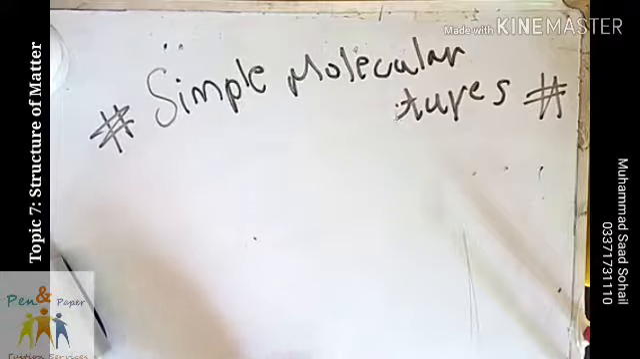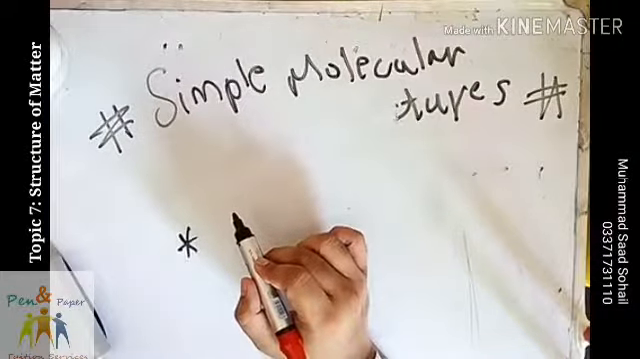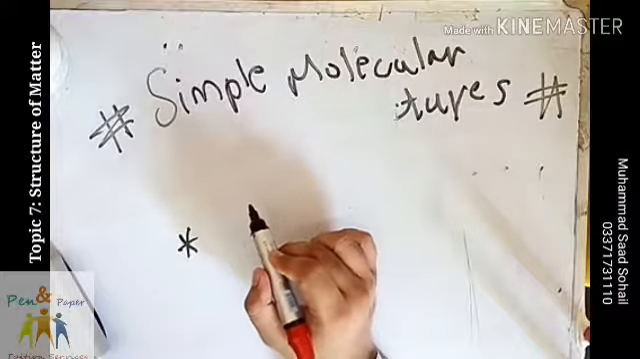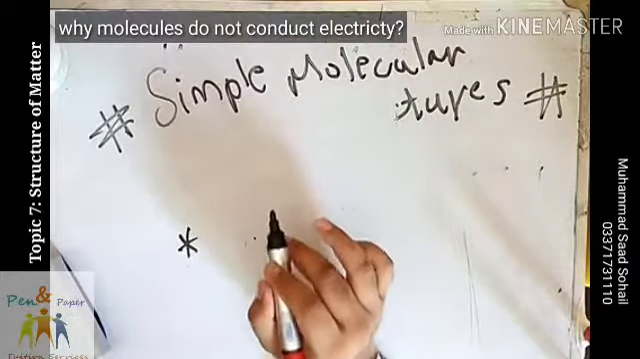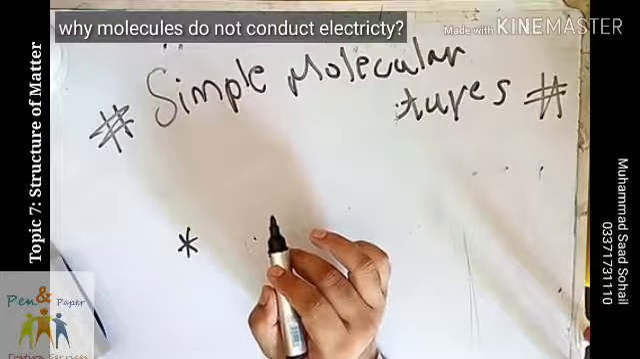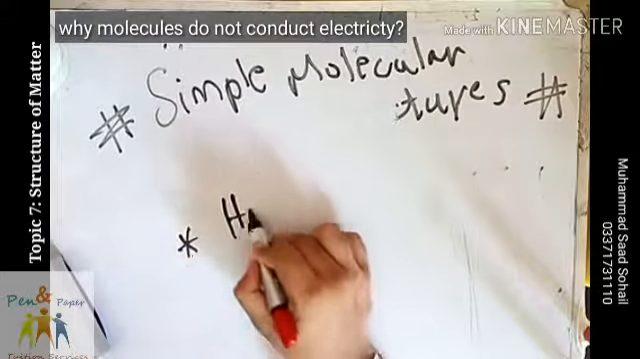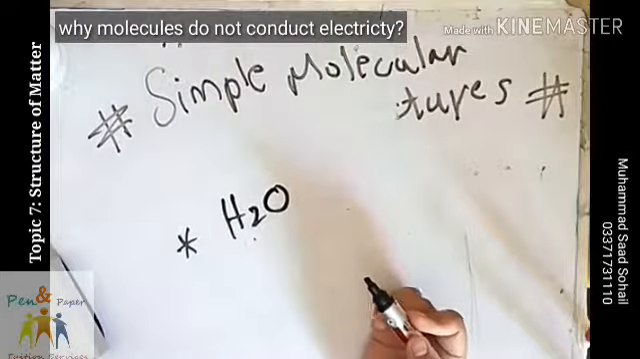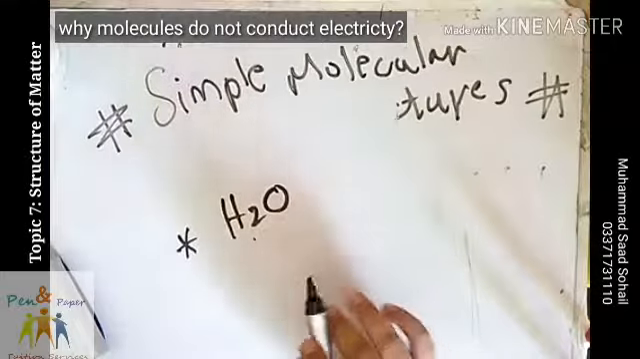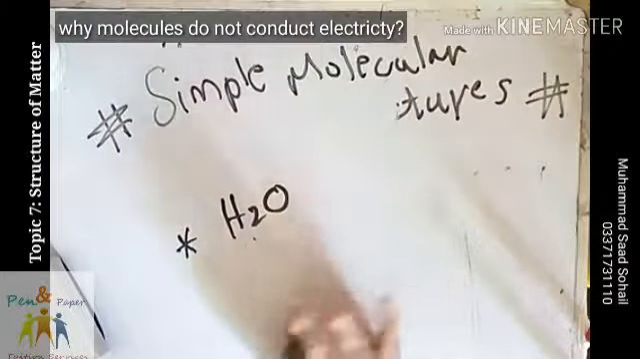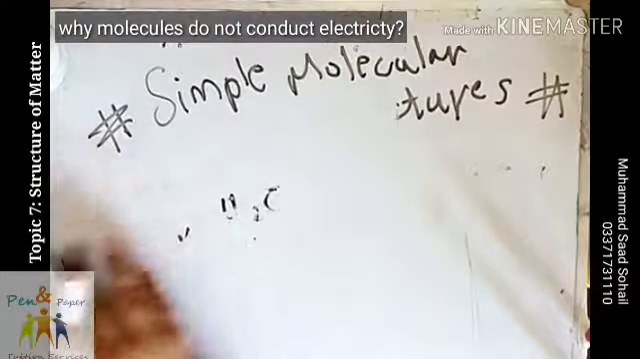One thing to remember is that these simple molecules do not conduct electricity because they do not have any freely moving charge carriers. There are no freely moving ions. In water, there are hydrogen atoms, oxygen atoms, there are a lot of water molecules, there are no freely moving ions, and there is no conduction of electricity.